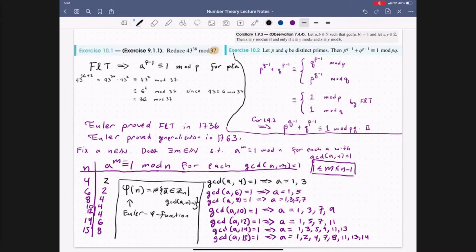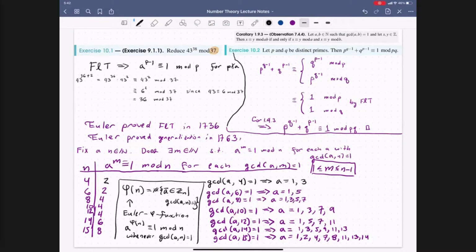And what Euler proved is that if you have a to the phi of n, then this is congruent to 1 mod n whenever the GCD of a and n is 1. And so this is Euler's theorem, which was proven in 1763 and will be the focus for the rest of today's lesson, and in the next lesson we will actually prove Euler's theorem. So let's go towards that direction.